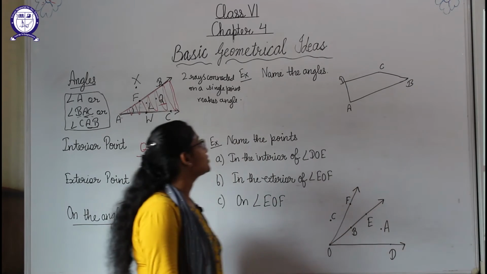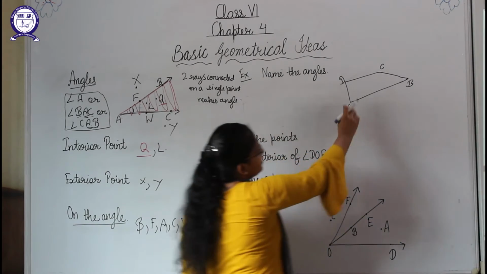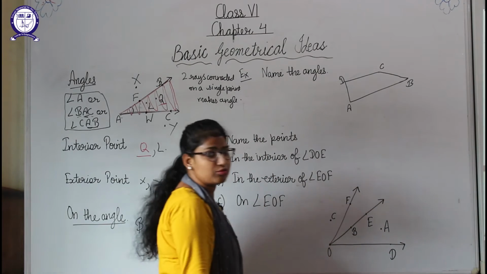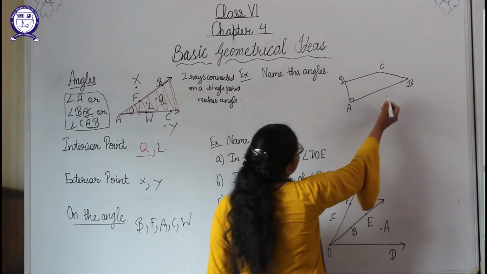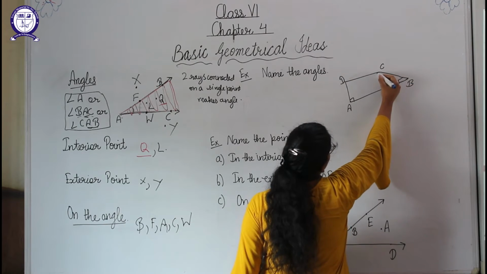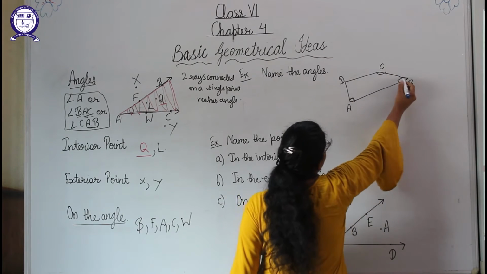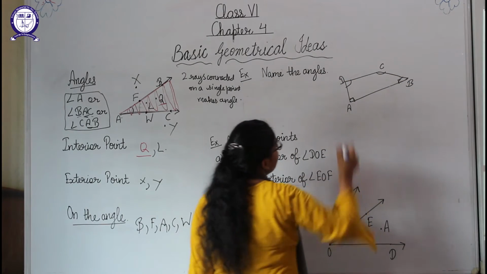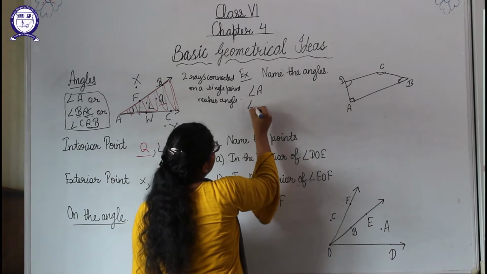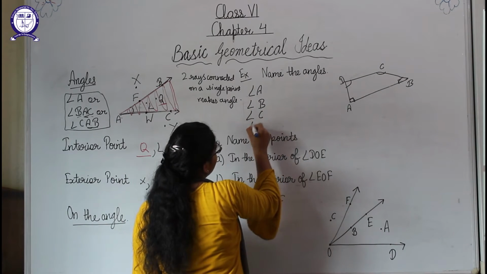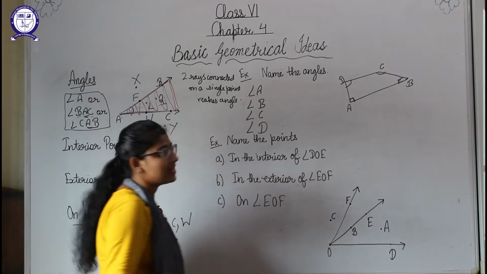Now we will do some questions. Name the angles. This one figure is given to us and we have to name the angles. So this is one angle here, angle A. This is another angle, angle B. This is another angle, angle C, and this is another angle, angle D. So we will write here angle A, angle B, angle C, and angle D. These are the angles here.